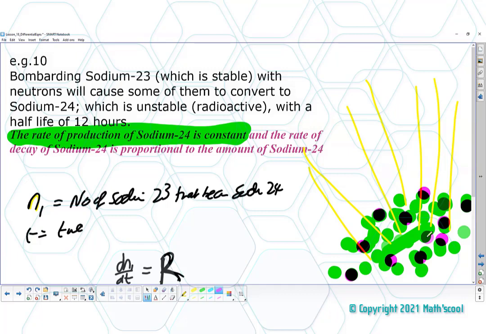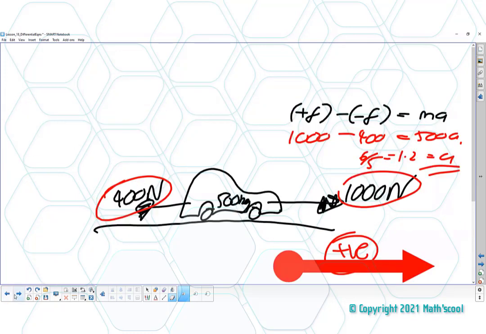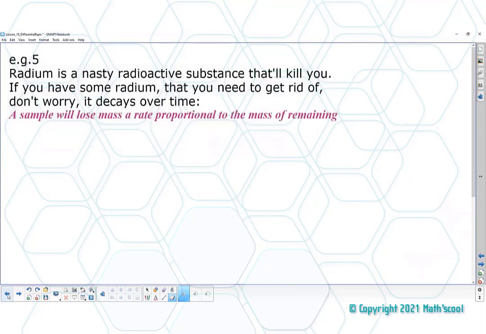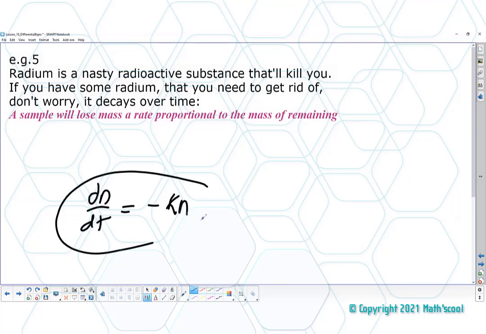But then the problem is these sodium-24s are unstable. And so what happens with the sodium-24s is they can decay. They decay much like this radium that decayed. It was dN by dt equals minus Kn. It was minus dN by dt equals Kn, but same thing.